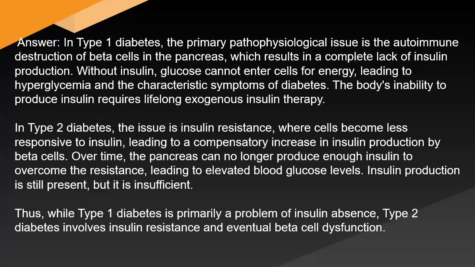In type 2 diabetes, the issue is insulin resistance, where cells become less responsive to insulin, leading to a compensatory increase in insulin production by beta cells. Over time, the pancreas can no longer produce enough insulin to overcome the resistance, leading to elevated blood glucose levels. Insulin production is still present, but it is insufficient. Thus, type 1 diabetes is primarily a problem of insulin absence. Type 2 diabetes involves insulin resistance and eventual beta cell dysfunction.